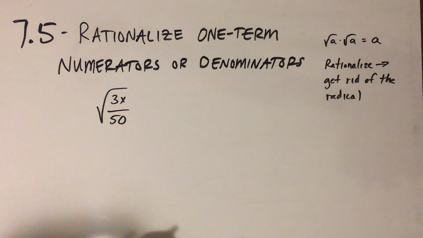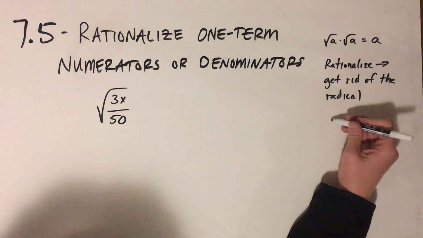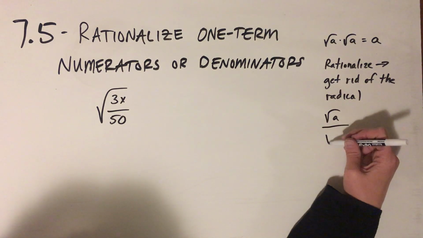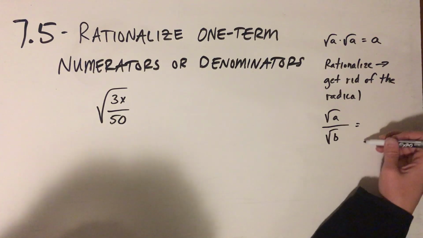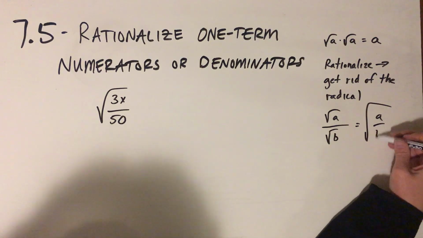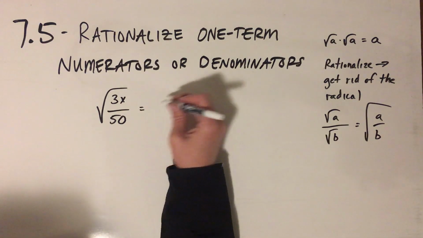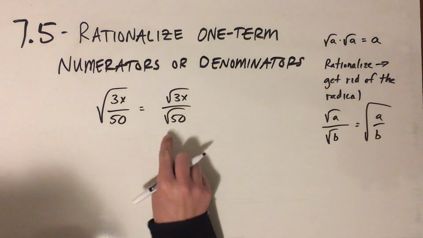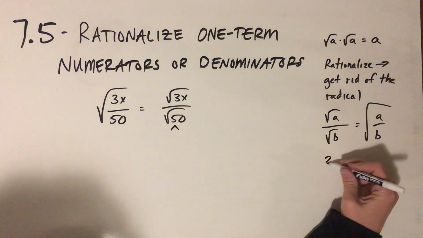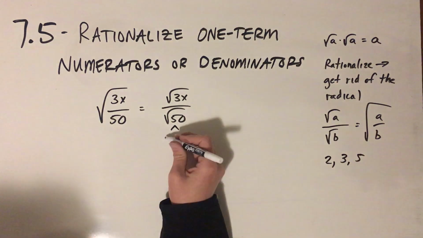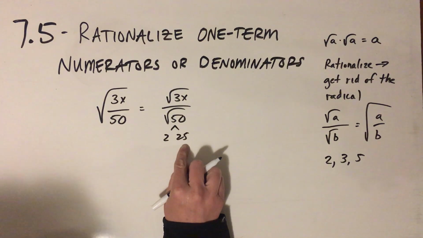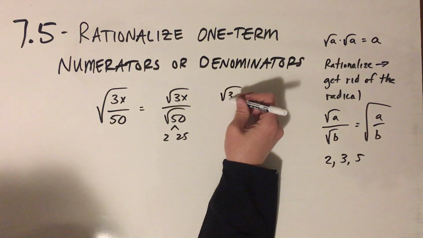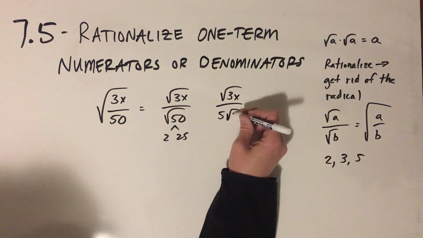All right, hopefully you took a minute. We're going to use the rule that the square root of a over the square root of b is the same thing as the square root of a over b. So I'm going to separate these out. And then I'm going to simplify. So with 50, I'm going to go back to trying 2, 3, or 5 when I'm factoring. This factors to 2 and 25. Perfect, because 25 is a perfect square. So this would then be square root of 3x over 5 root 2.